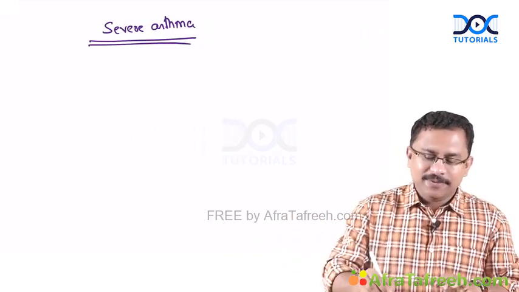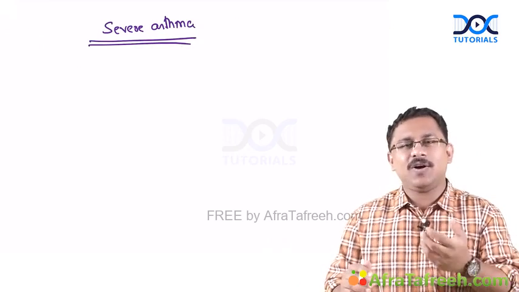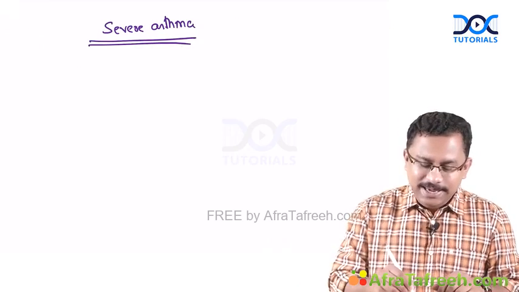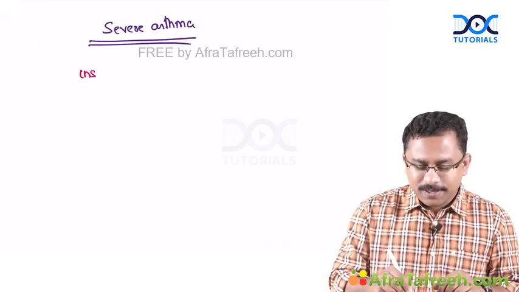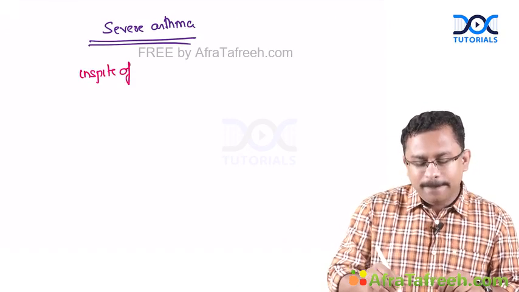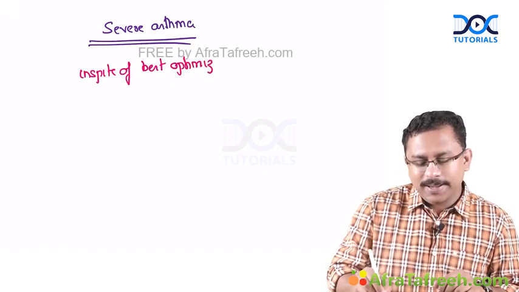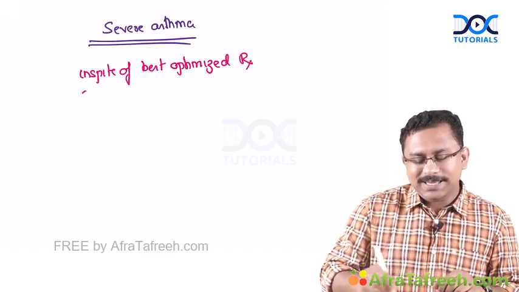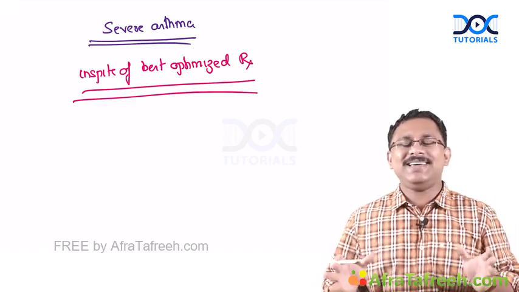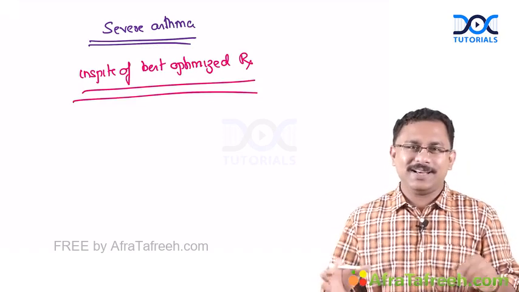That is, severe asthma means he is getting all these frequent flare-ups in spite of the best optimized treatment. In spite of the best optimized treatment, he is getting flare-ups. That is called severe asthma.